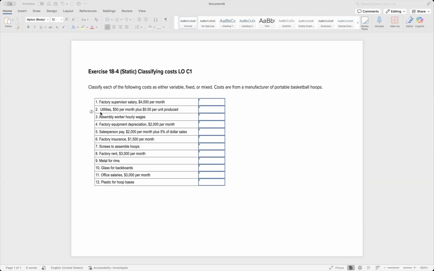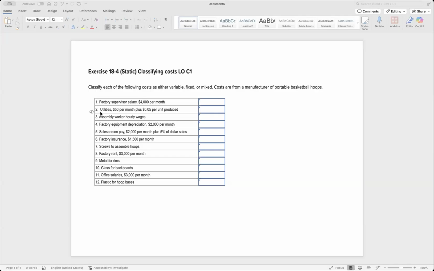Number four, factory equipment depreciation, $2,000 per month. No matter how much we produce, per accounting rules, we're going to depreciate that equipment every month, $2,000. So that's a fixed cost. So number four is fixed.